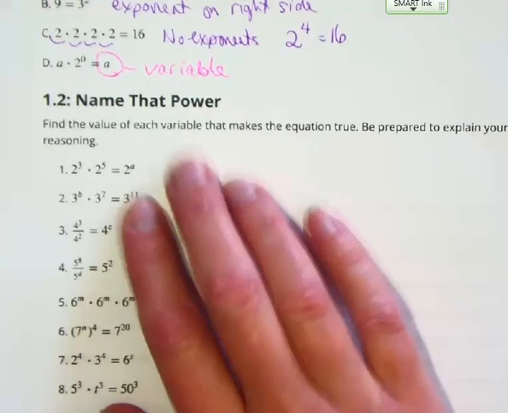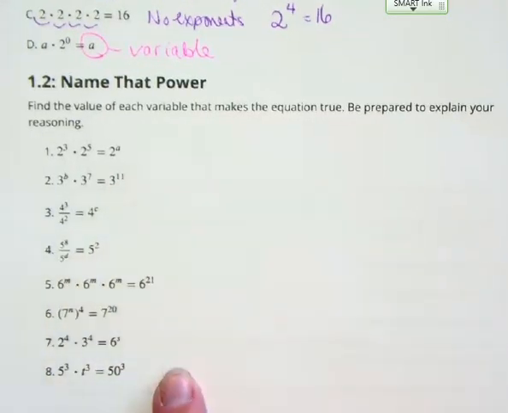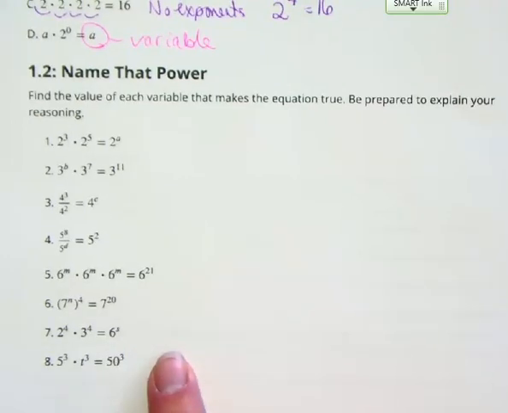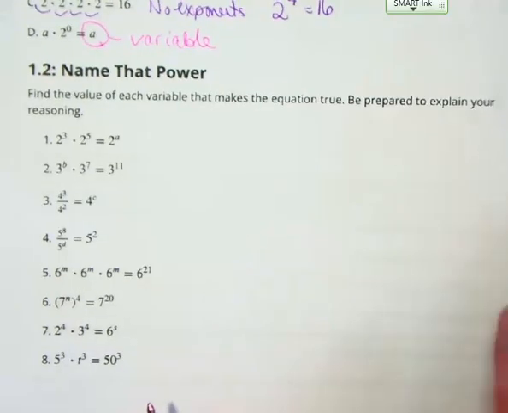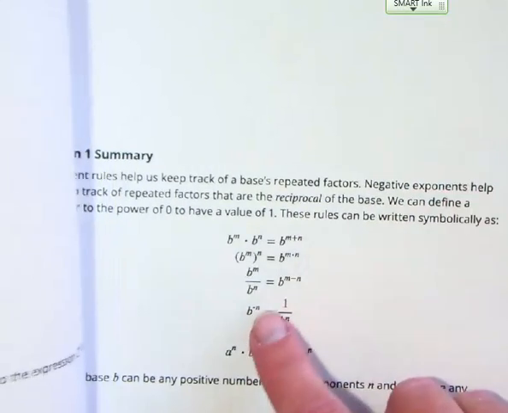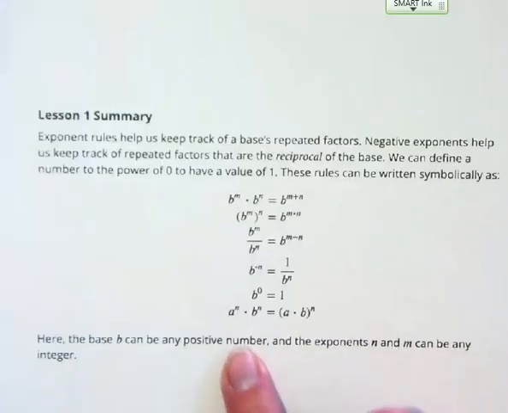So moving on, section 1.2 asks us to name that power, name the value in each variable that would make the equation true, and be prepared to explain your reasoning. This is putting into action rules of exponents from your past, but maybe you need a refresher about those rules. What I love about this is they have given us those exact rules here in the lesson summary. So I think this is page 8 of your workbook.